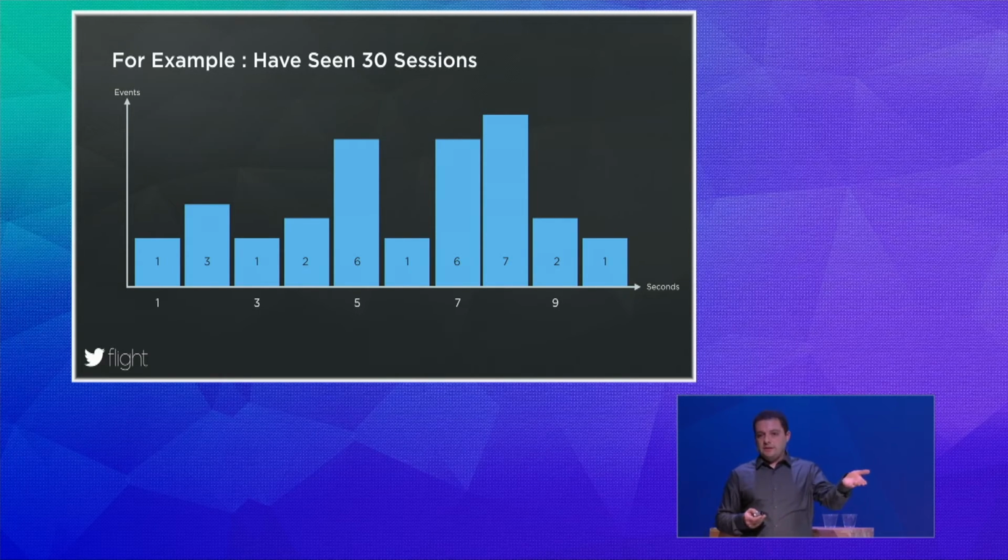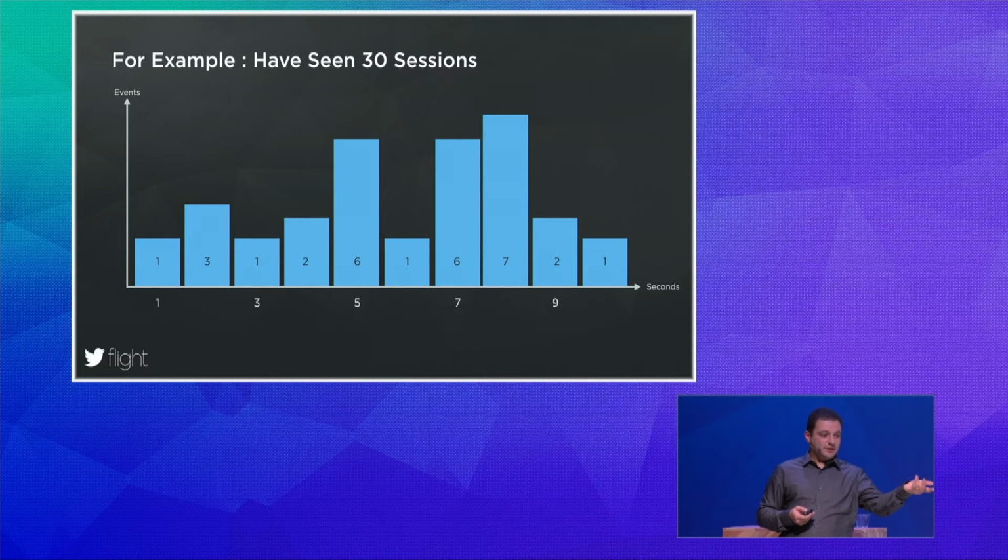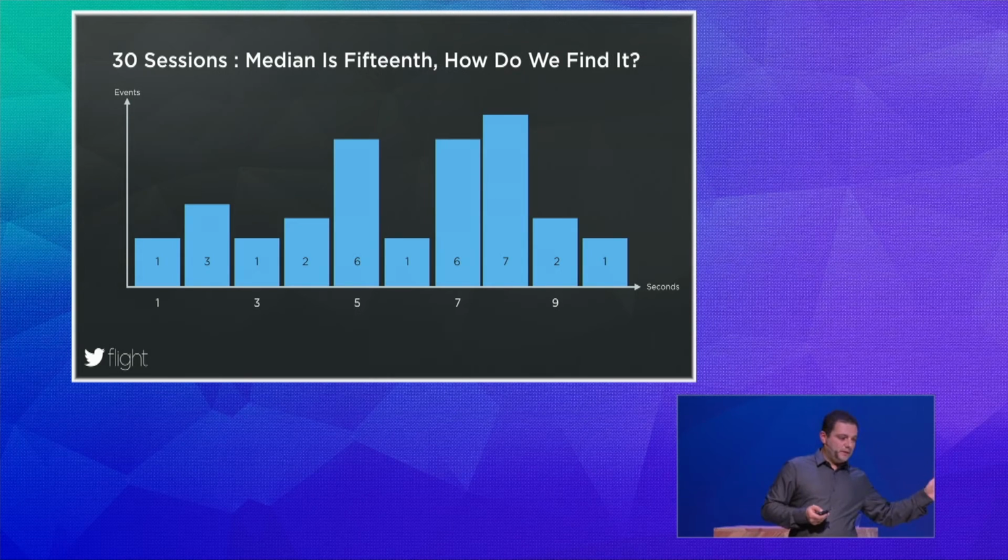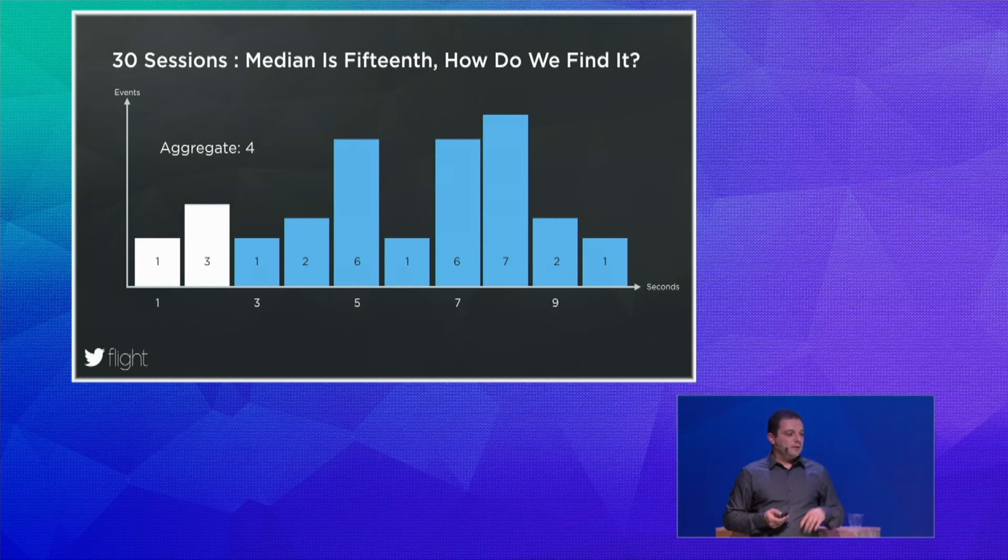So how do we find the median session duration using this data structure? At its heart, this data structure is just a sorted list of session durations. We know we've seen 30. We want to find the 15th session duration, because that will be the median. To find the 15th session, we start counting from the left, and we keep an aggregate rolling counter. So we know that there have been 4 sessions that are 2 seconds or shorter.